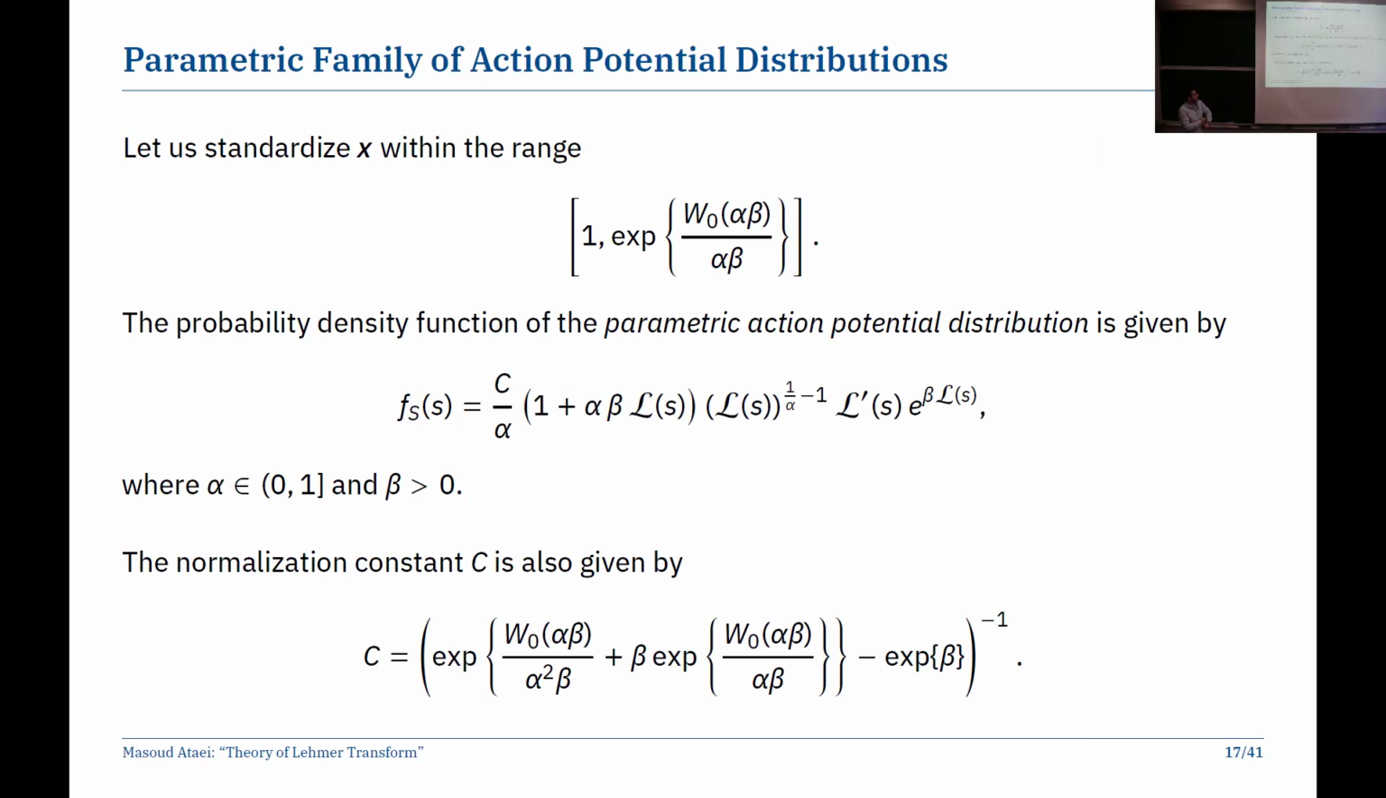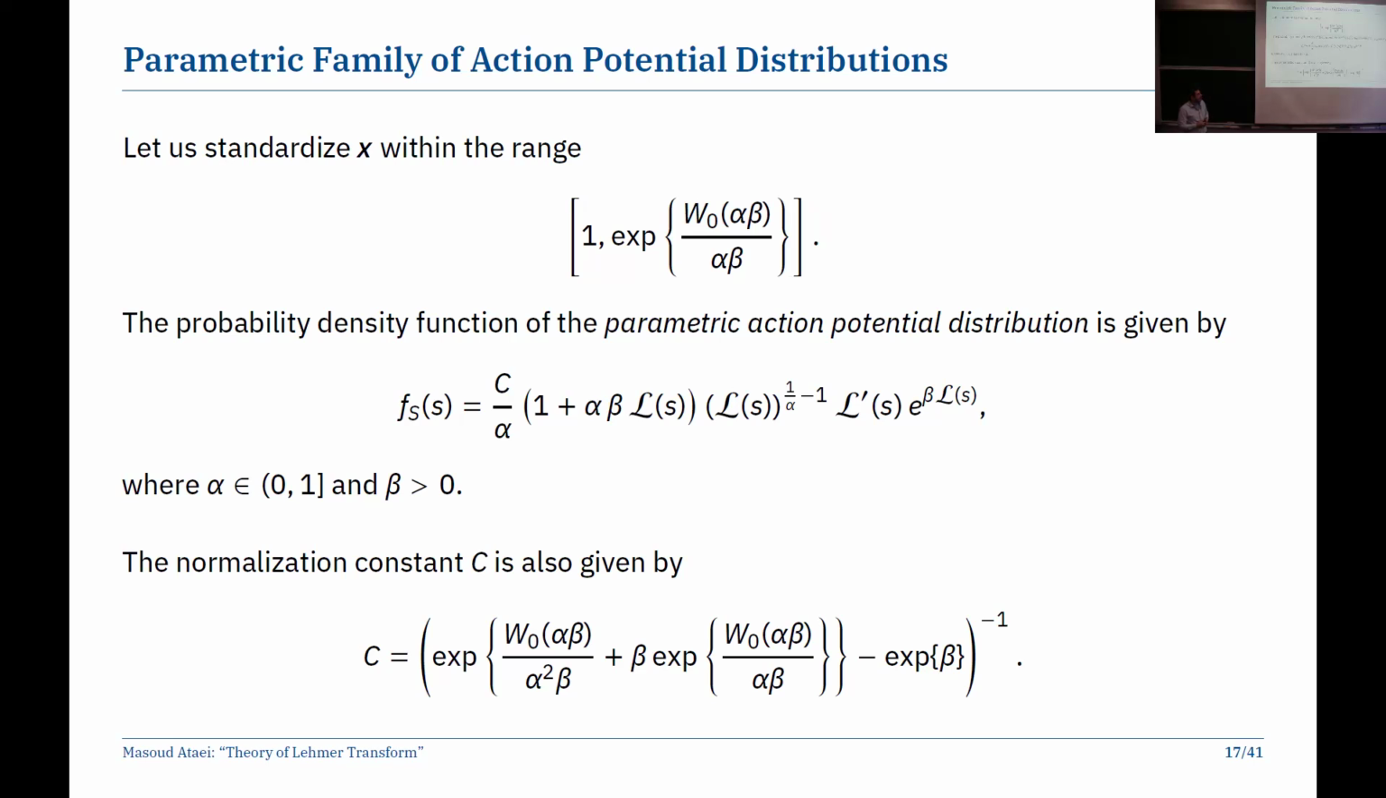Let's now generalize the non-parametric version of the action potential distribution by introducing two parameters, alpha and beta. This gives us a parametric family of action potential distributions. Here, alpha is a parameter between 0 and 1, and beta is greater than 1. This generalization provides more control over the distribution's shape, tail behavior, and sensitivity.